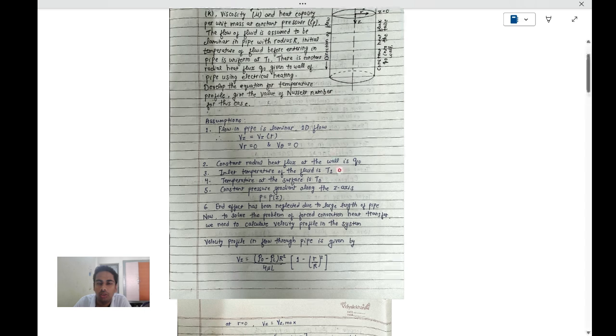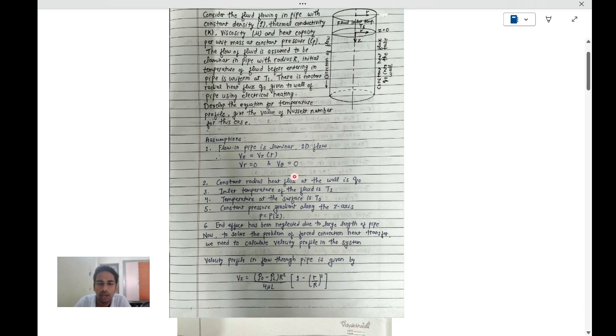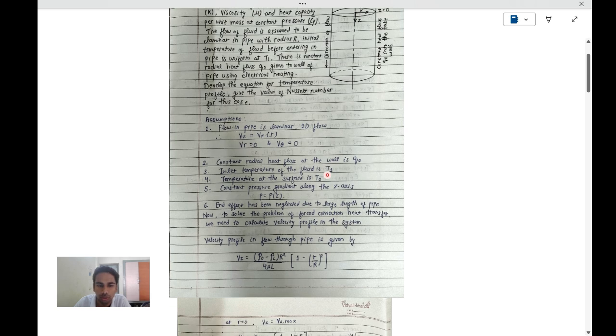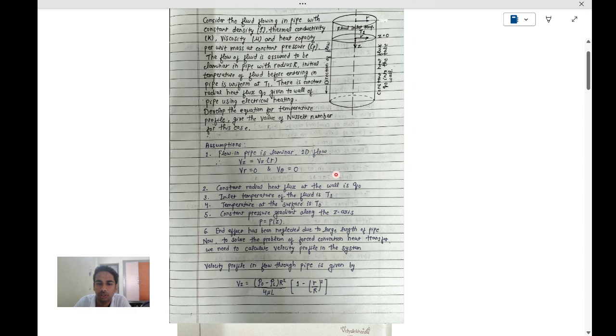First, the flow in the pipe is laminar, therefore it is a one-dimensional flow, and thus we will take the change of velocity with respect to r only, and we assume that Vr and V theta are 0. Now, a constant radial heat flux at the wall is given, which is Q naught, and the temperature at the surface of the wall is assumed to be T naught.